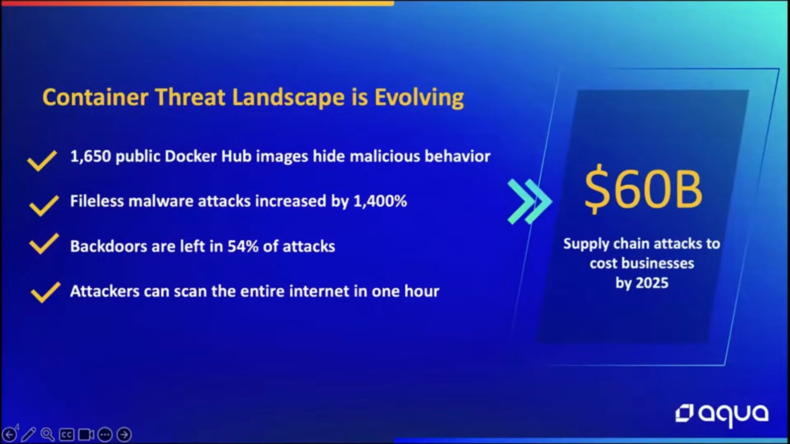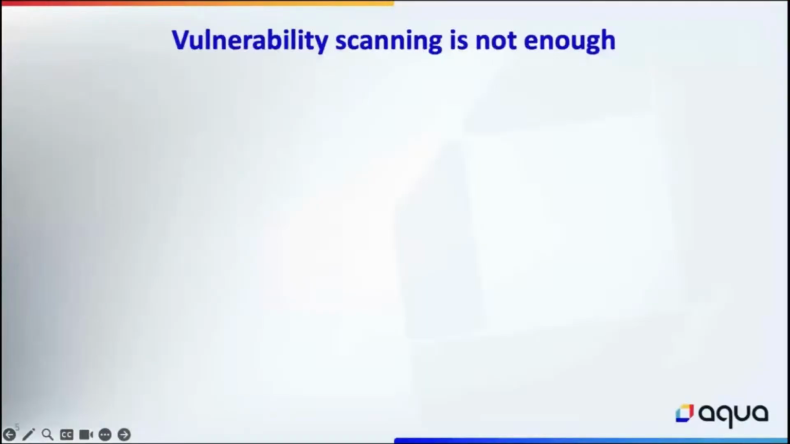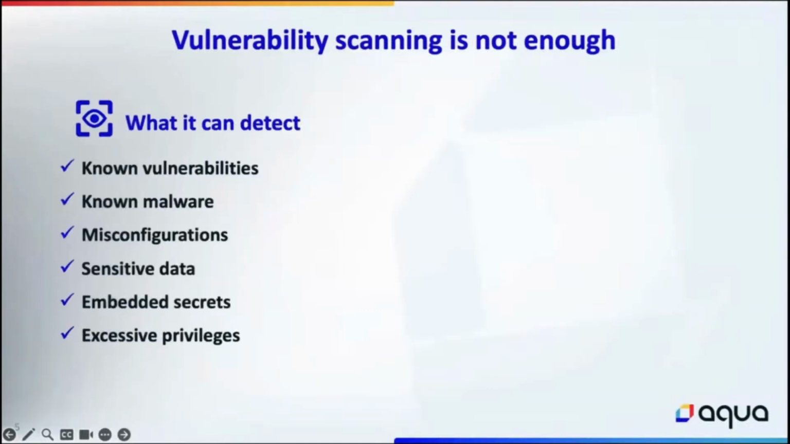Indeed. What do you think organizations are doing today to detect these container risks before deploying into production, in your opinion? Well, historically, security teams are using vulnerability scanning tools to detect risks in their container images. And these tools are great. They detect many kinds of risks, such as known vulnerabilities and known malware and sensitive data, embedded secrets, misconfigurations, such as, for example, a root user in the container.